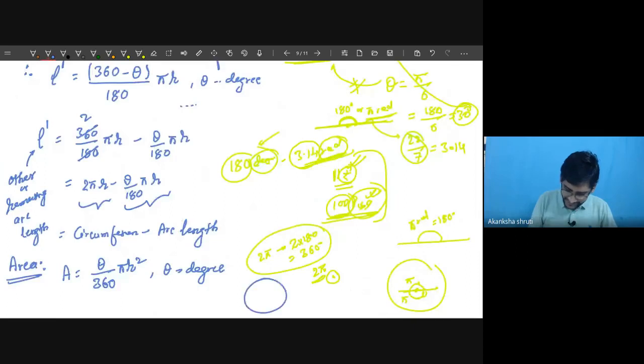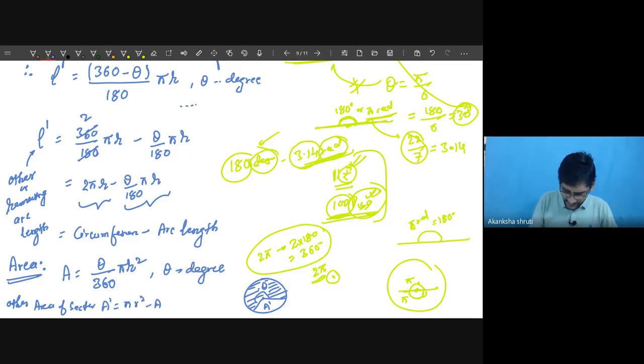Even if the angle is the major one, if the theta is for the major one, say for this one, then you will get this much area. Okay, it is simply this one. So for the other area, A dash, the other area of this sector, the remaining sector, let me call this A dash. It will be pi r square minus A.